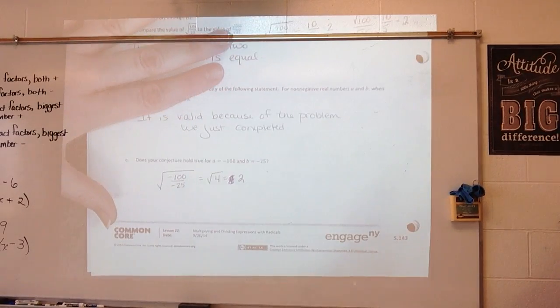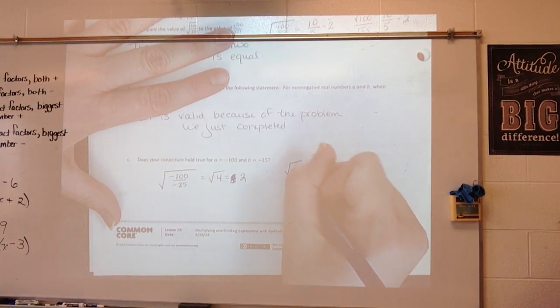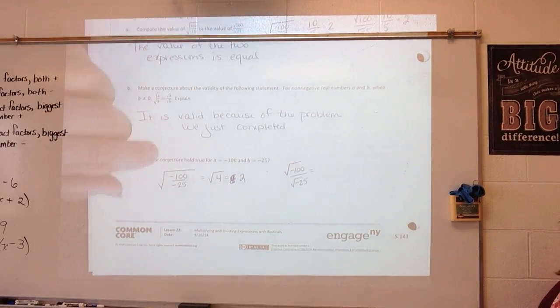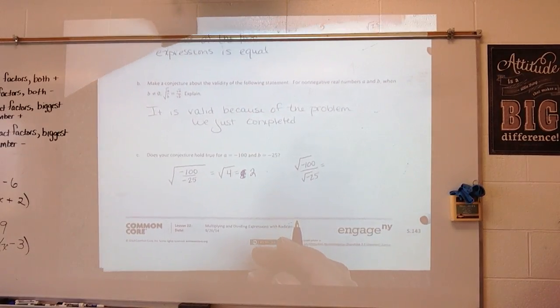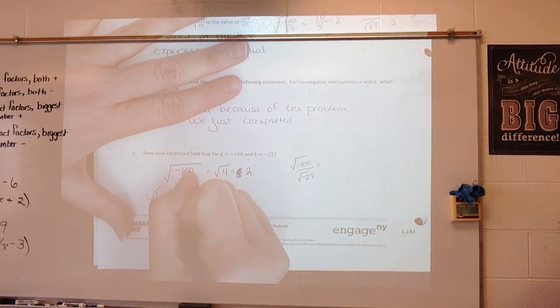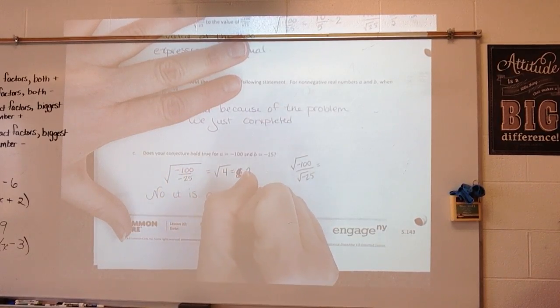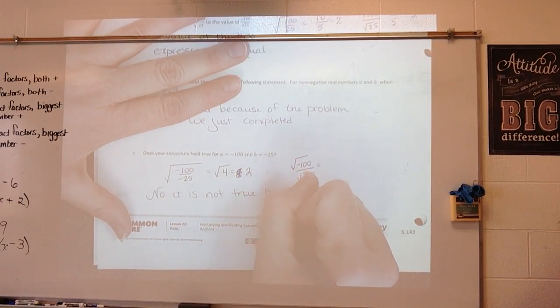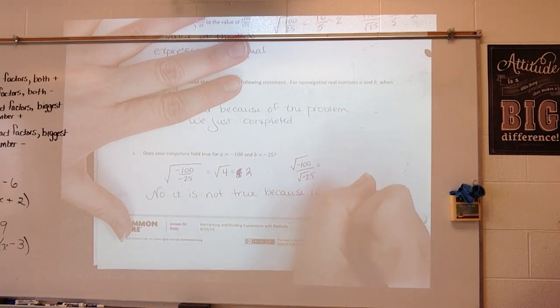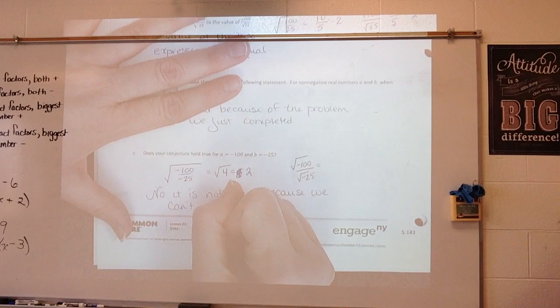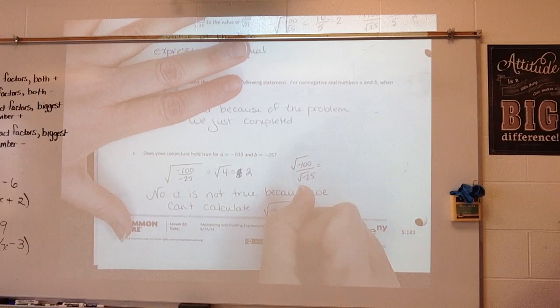Alright? So then let's put it in as separate. Once again, I cannot take the square root of a negative number. Alright? So it is not true. Because we can't calculate the square root of negative 100 over the square root of negative 25.